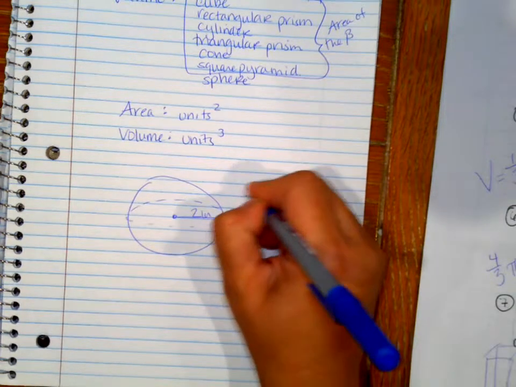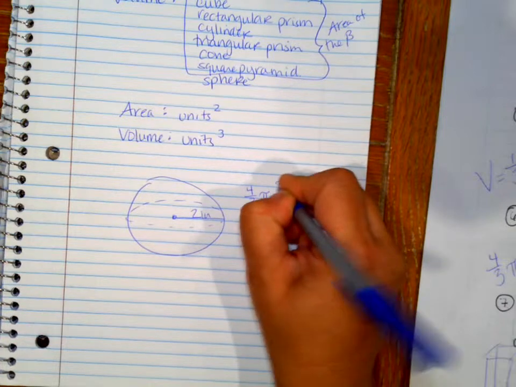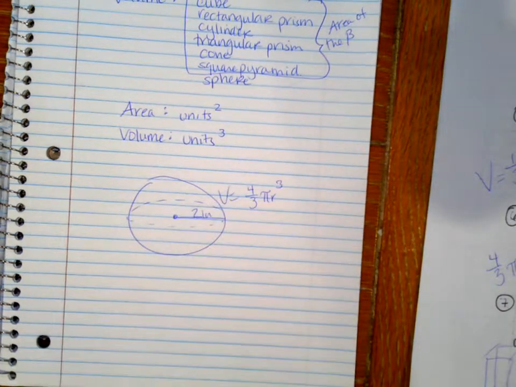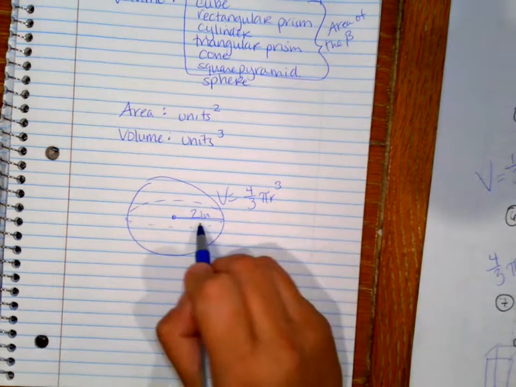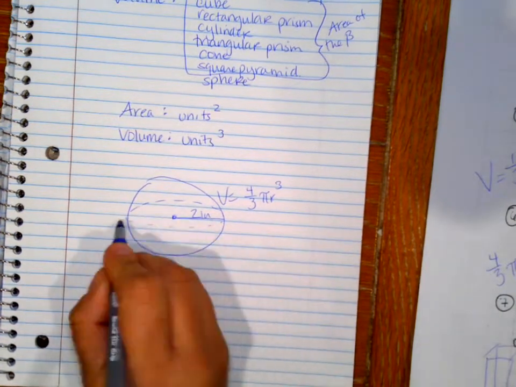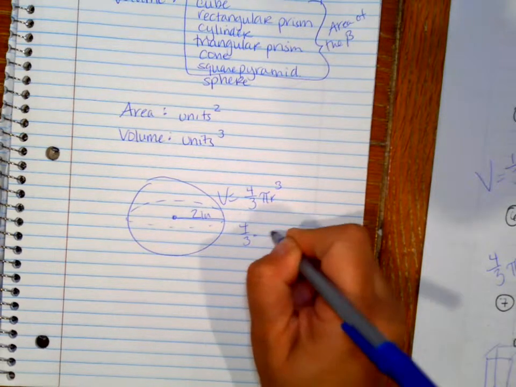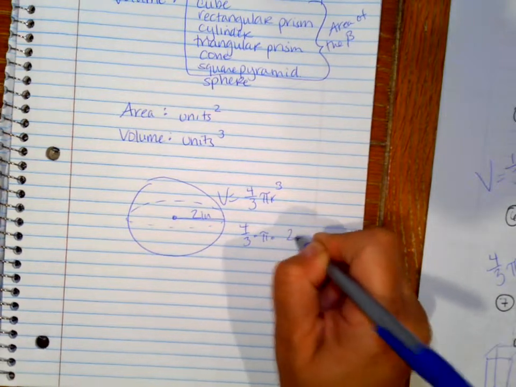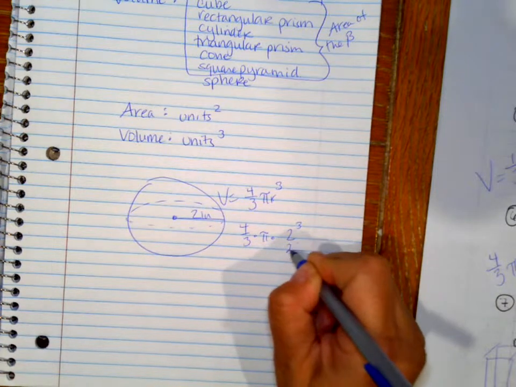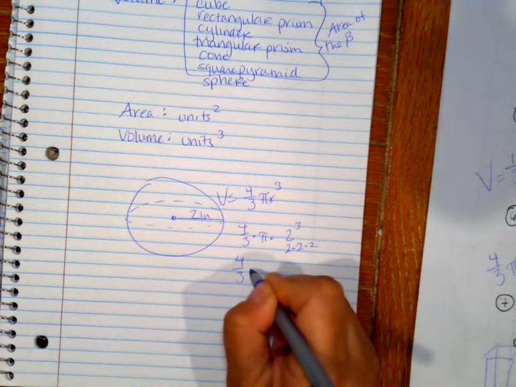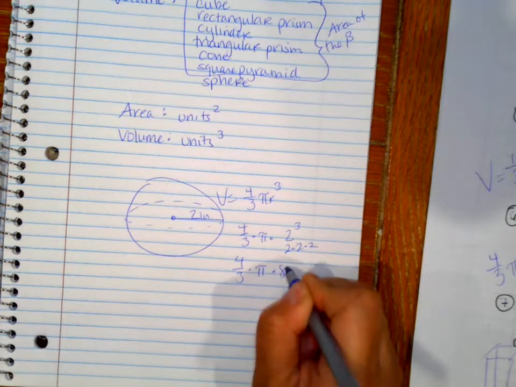My volume is 4/3 pi r cubed. All right, that's the volume of a sphere. My r is 2. If they gave you the whole diameter, you would cut it in half. So I have 4/3 times pi times 2 cubed. That is 2 times 2 times 2, so 4/3 times pi times 8.